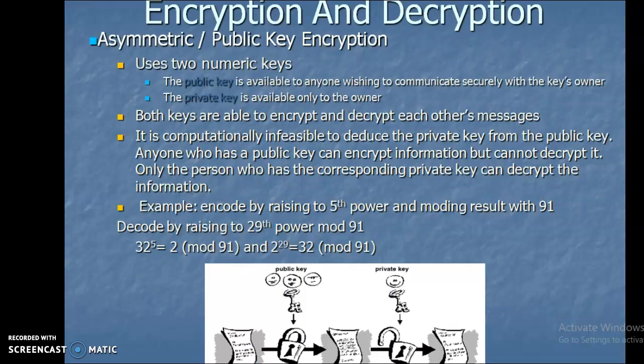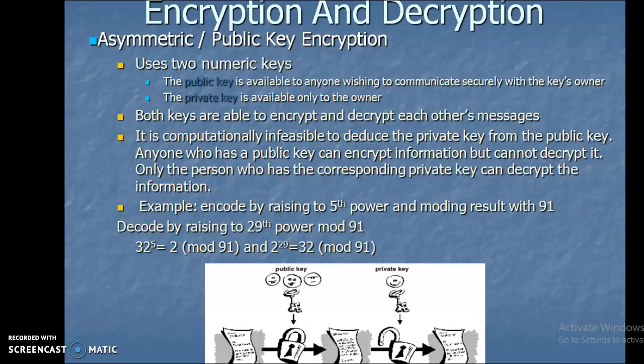What is asymmetric encryption or public key encryption? The public key is available to anyone wishing to communicate securely with the key's owner. The private key is available only to the owner. Both keys are able to decrypt and encrypt each other's messages. It is computationally infeasible to deduce the private key from the public key. Anyone who has the public key can encrypt information but cannot decrypt it.